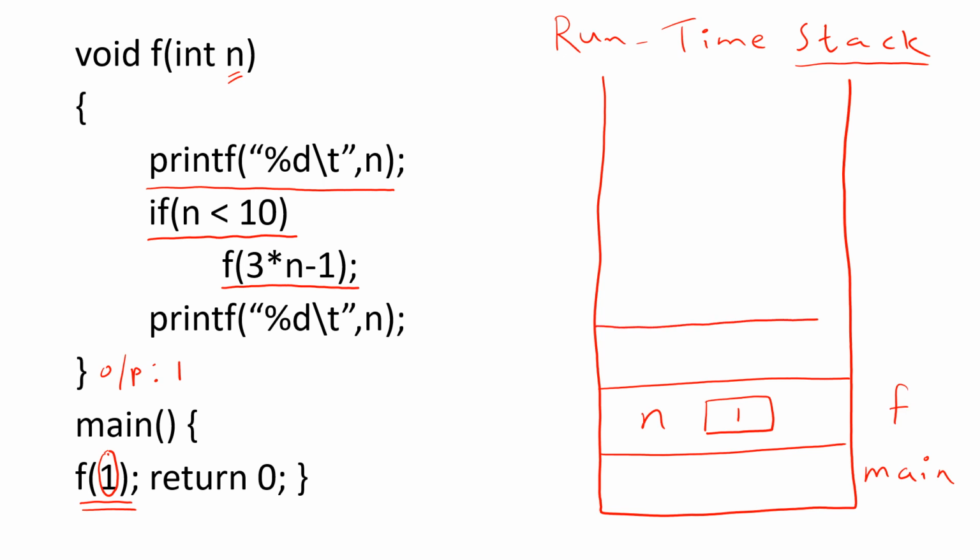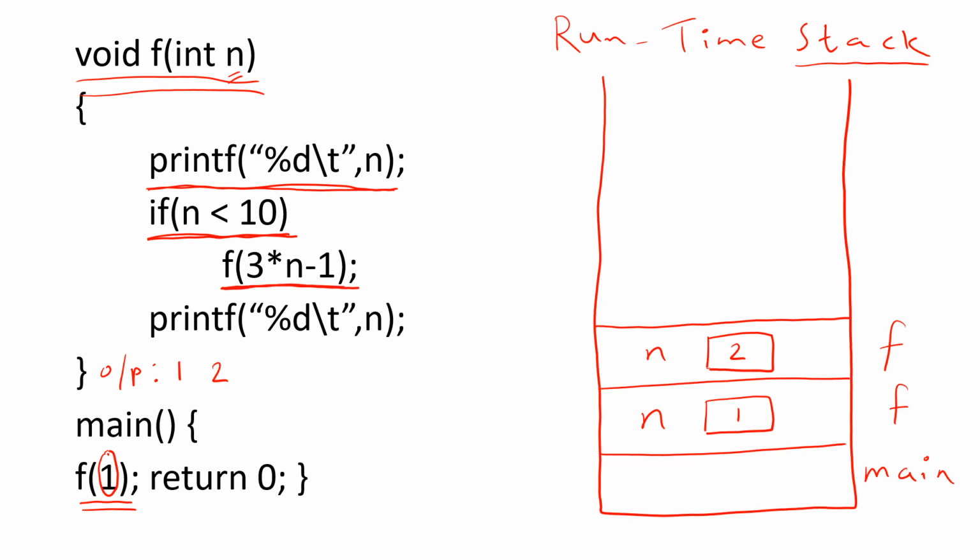So the same function is called again, and for a different call to the same function, a different stack frame is pushed onto the stack, and that stack frame will have a different copy of n. Now this copy of n will have a value of 3 into n minus 1. The existing value of n is 1, so 3 into 1 is 3, 3 minus 1 is 2, so n is 2. So now the same function is called again with n as 2. Again we print the value of n, which is 2.